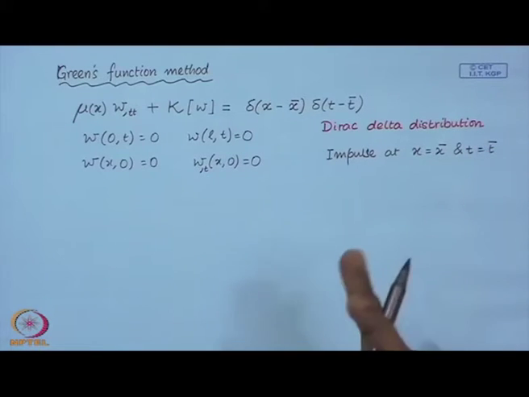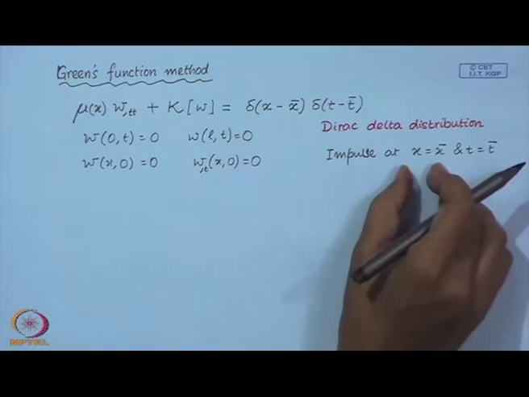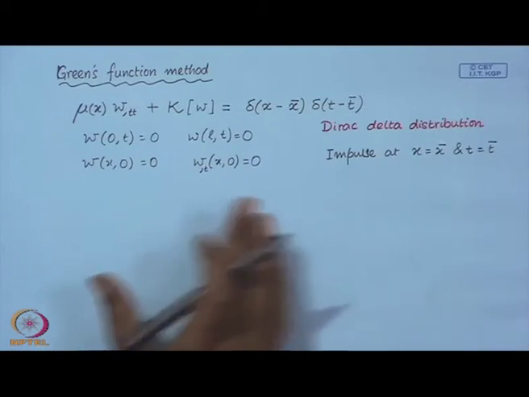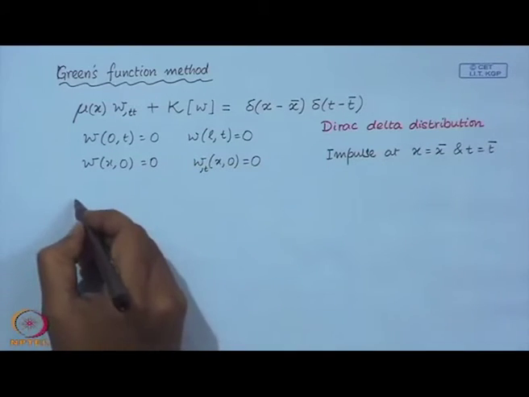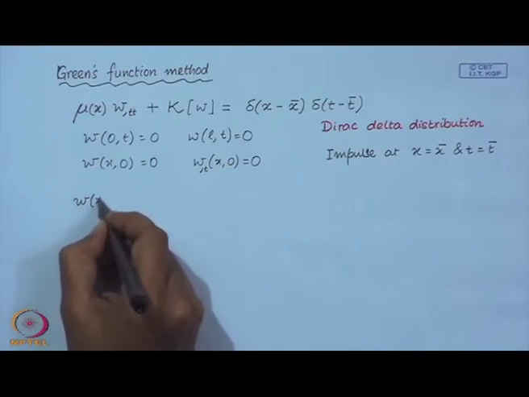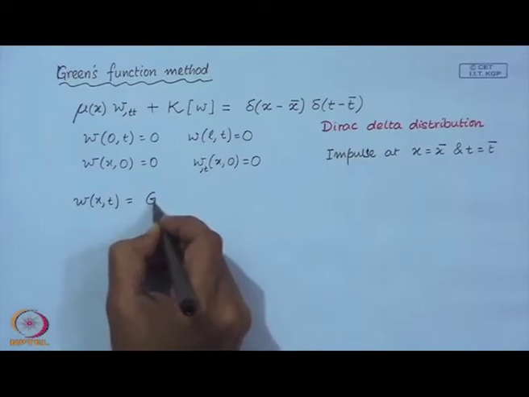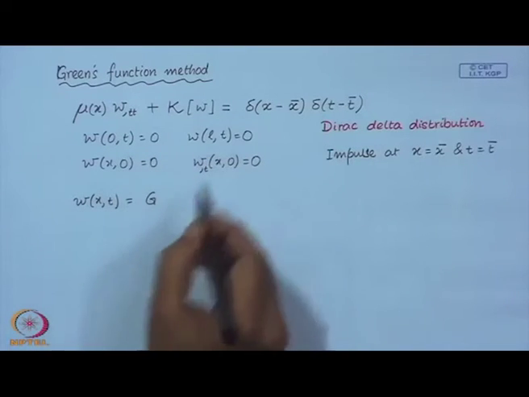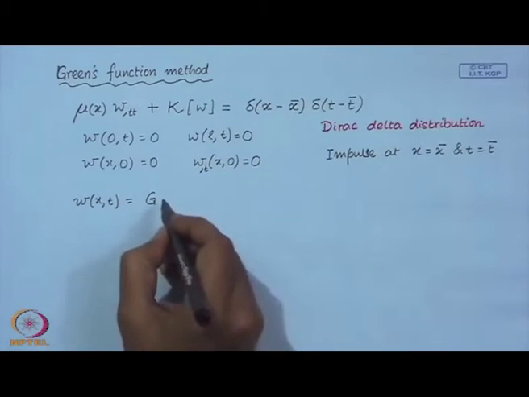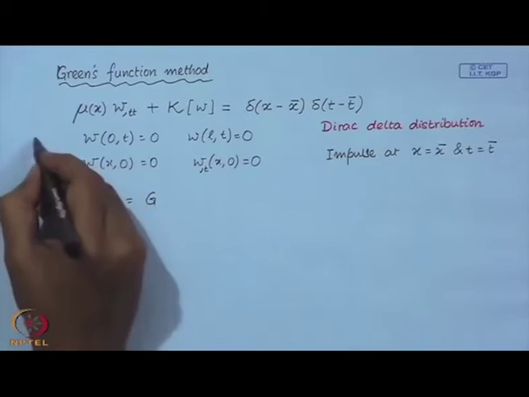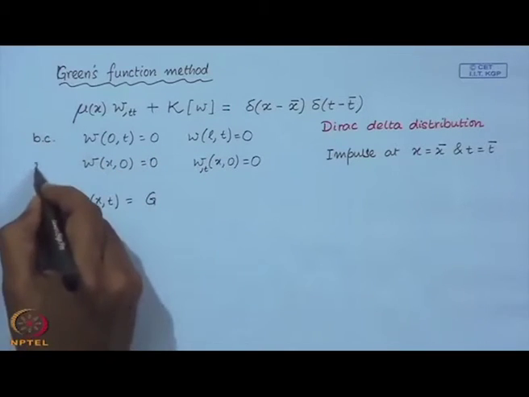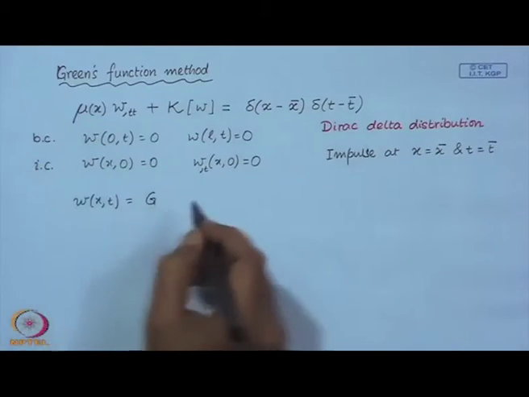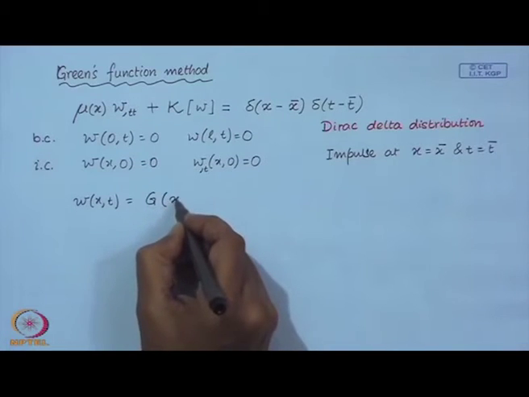So, we give an impulsive loading at the location x equal to x bar on the system at time t equal to t bar, and we are going to look at the solution of the system to such a loading. Here the boundary conditions are homogeneous and initial conditions are all 0. The solution of this system is known as the Green's function.